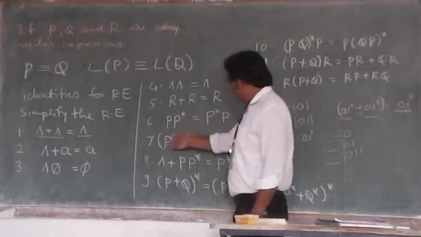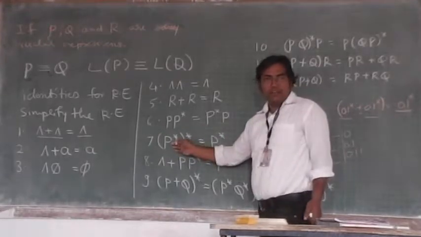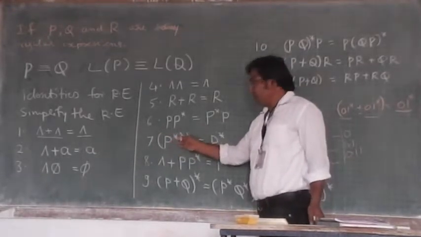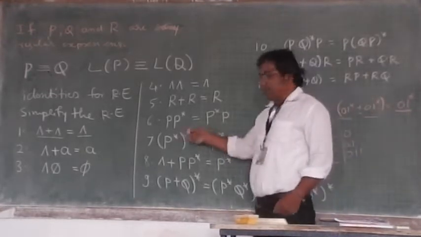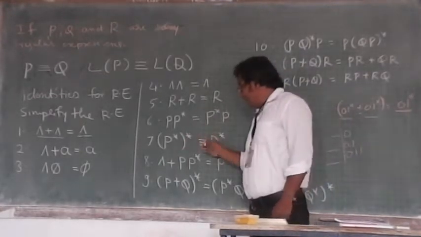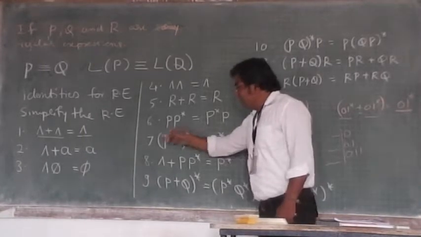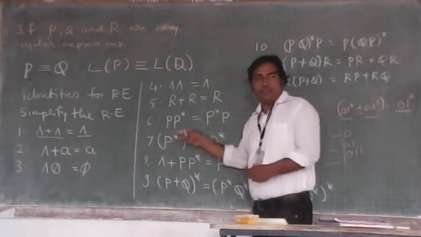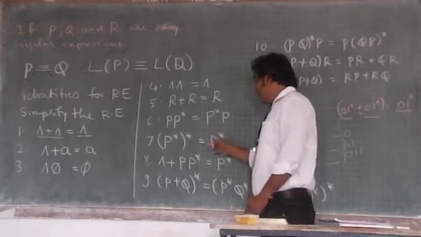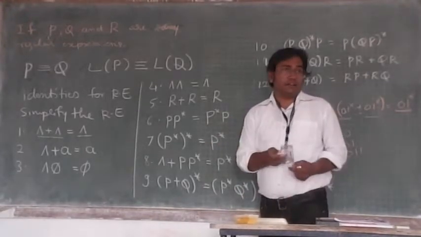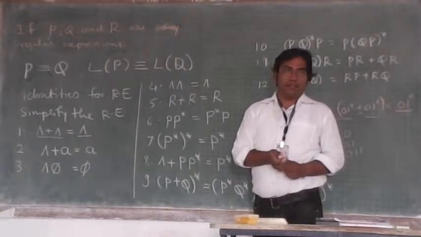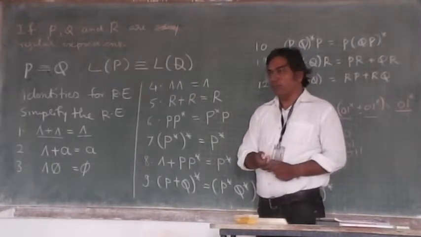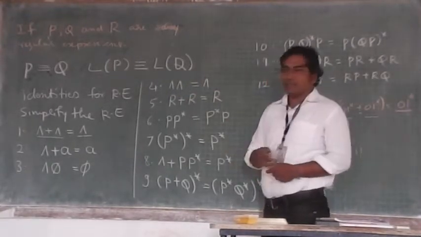In a similar way, you can go for checking this particular identity. You take P star, make it whole star. See what set of sentences it generates. This identity says that whatever set of sentences the left hand side of the expression generates, the same set of sentences the right hand side of the expression generates. You may check, as an exercise at home, whether every identity is working or not.